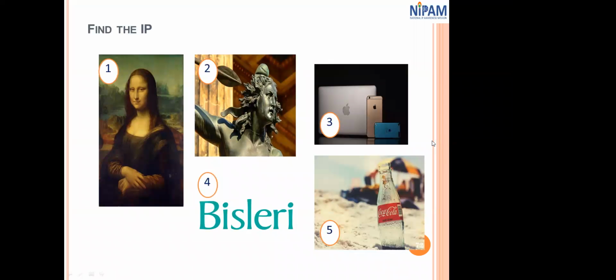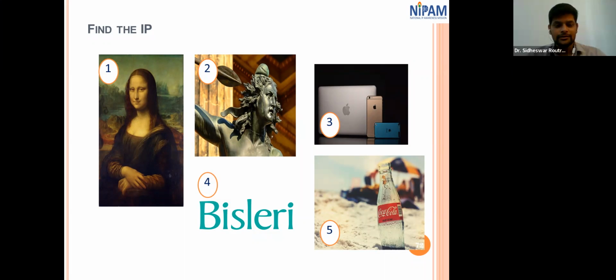Now, these are the different IPs. So please tell me what is the IP of number 1? That's the famous Mona Lisa. What is the IP related with this Mona Lisa? Patent or something? What? I'm not checking whether you have been listening properly or not. This is just a very common thing. So what type of intellectual property can this Mona Lisa hold? Copyright? Definitely, it's a copyright.